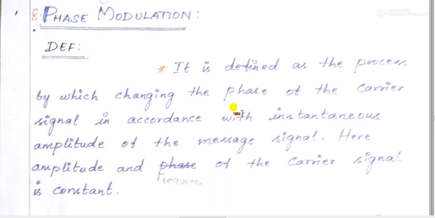Now we are going to see the definition of phase modulation. The phase of the carrier signal is varied in accordance with the instantaneous amplitude of the message signal. Here the amplitude and frequency of the carrier signal are constant. The key point to understand in the definition of phase modulation is that the phase of the carrier signal is varied with respect to the modulating signal.